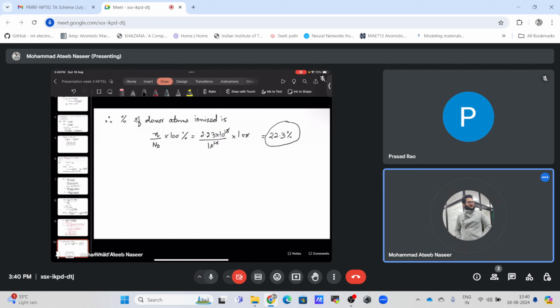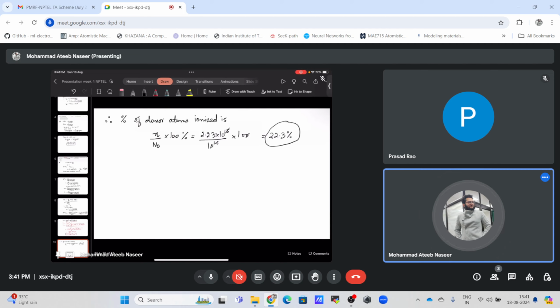This is not the complete ionization case, because the thermal energy is very low. The temperature is only 77 Kelvin. As a result, only approximately 22% of the impurity atoms got ionized. So you can clearly see in this example how the temperature can affect the number of ionized impurity atoms. This largely depends on the thermal energy.